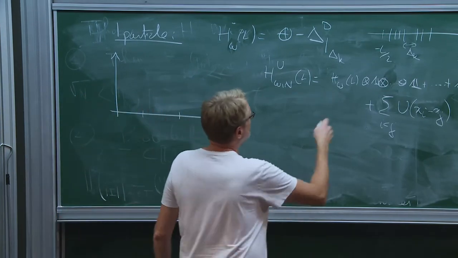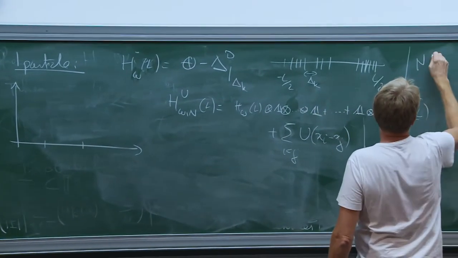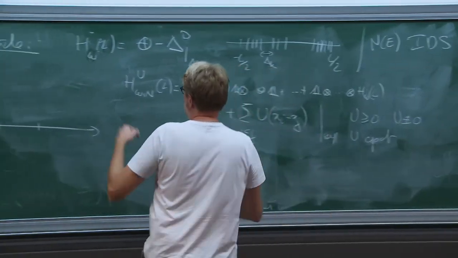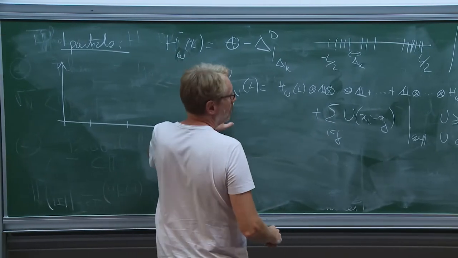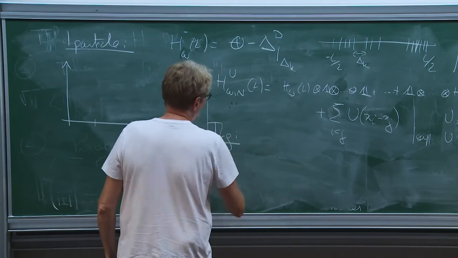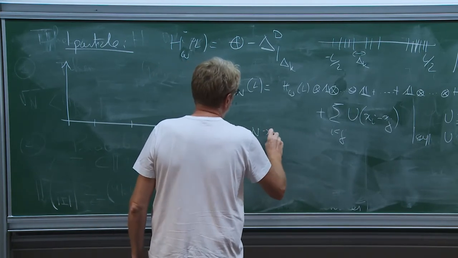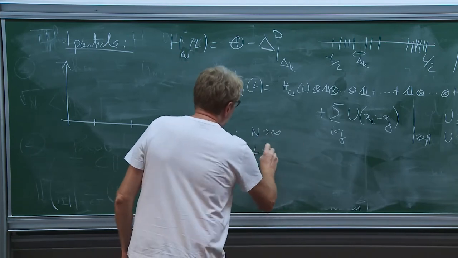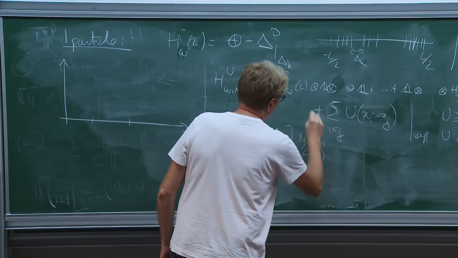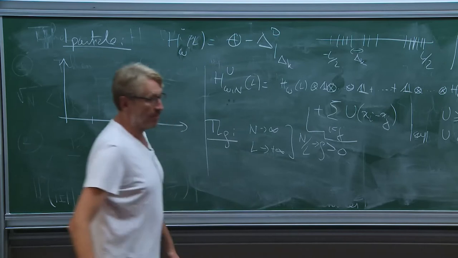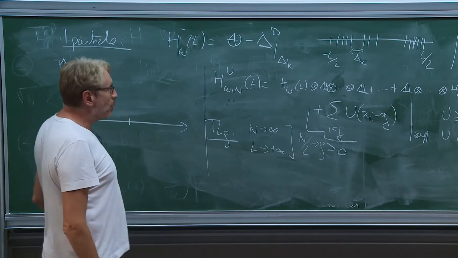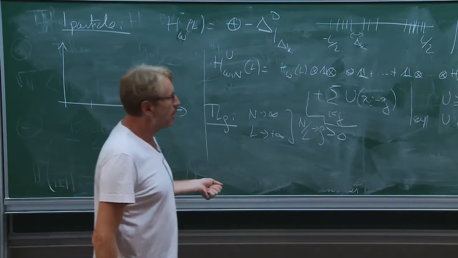For this model, we have the density of states, the integrated density of states. What we're interested in is what happens to the ground state of this operator and the ground state energy in the thermodynamic limit, meaning when n goes to infinity, so the number of particles goes to infinity, the size of the interval goes to infinity, and the ratio of these two goes to some fixed positive number rho. So rho is the density of particles. It's going to be positive, but small. This is going to be a small parameter.